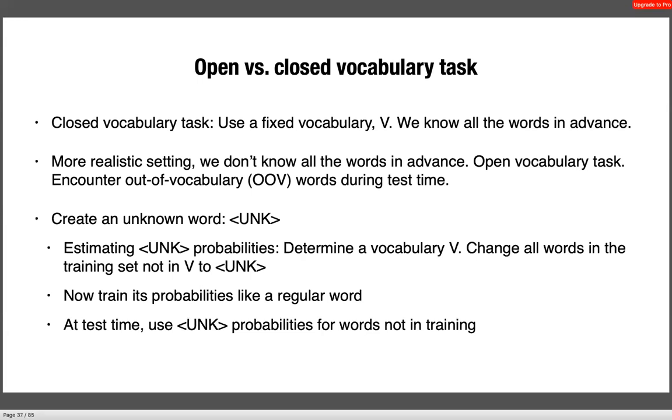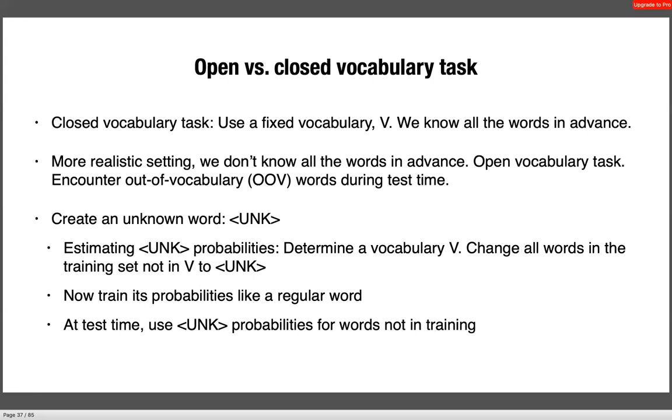So the solution for language models is that you create a particular marker which signifies an unknown word, which means now you need to estimate unknown probabilities. Here is one very naive way in which you can do that. How do you estimate these unknown probabilities? You fix a vocabulary V, determined by, say, looking at the most frequent words that could appear in this language. Look at your training data, change all the words in the training data which are not in V to UNK, and then you train its probabilities just like you would for a regular word.